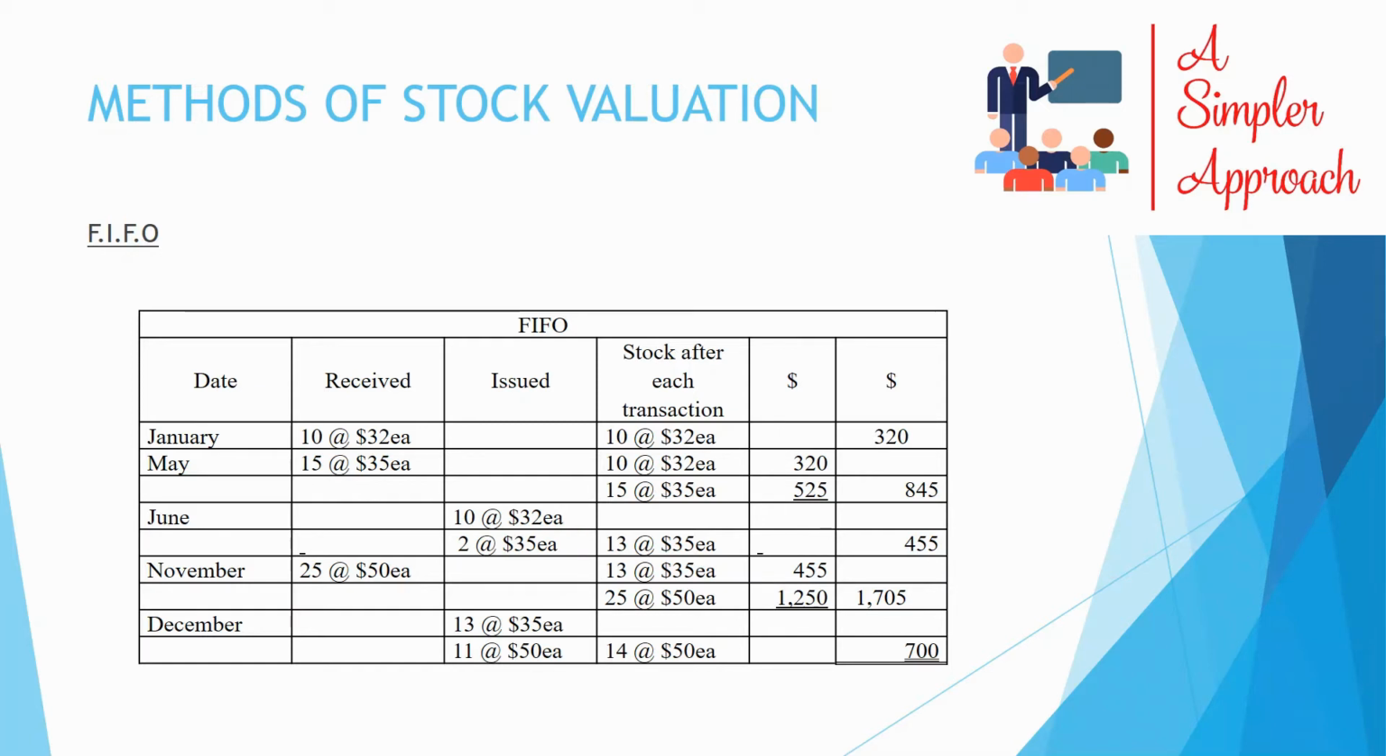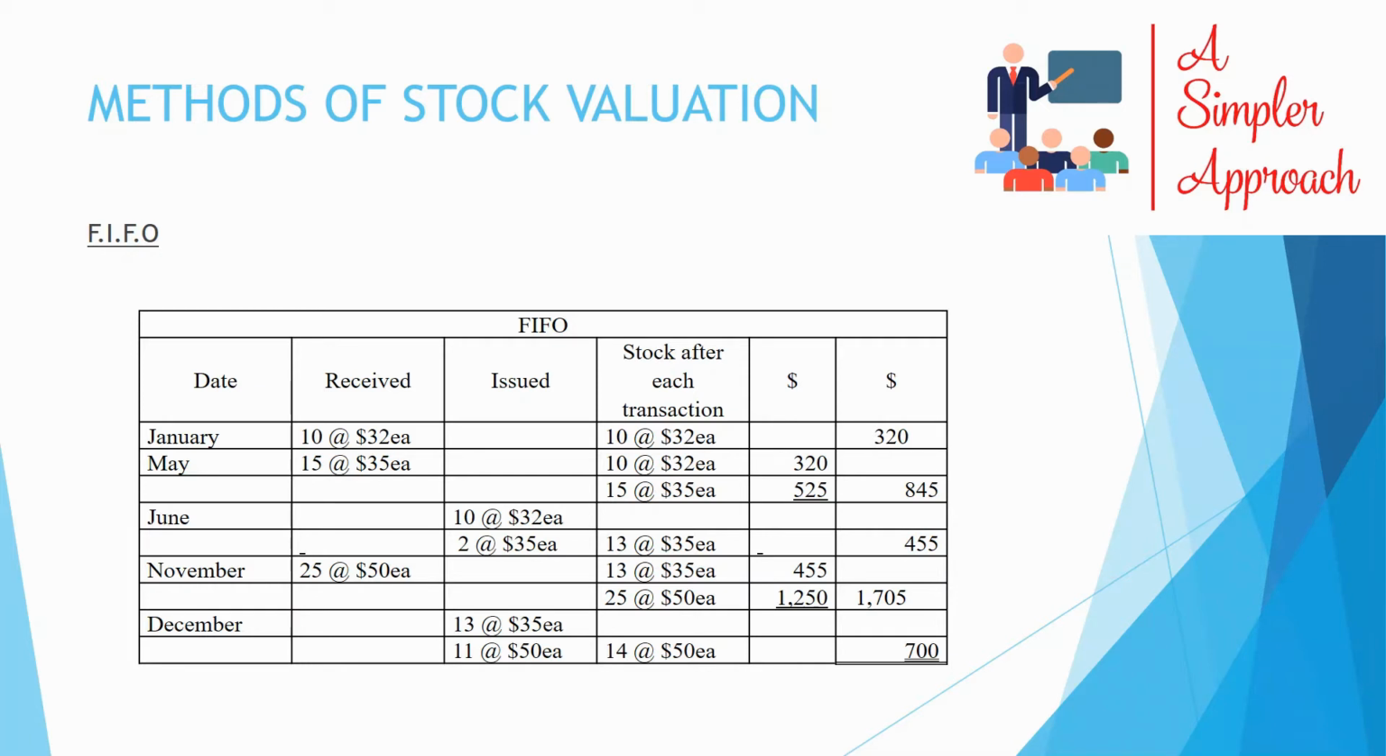Now watch this. This is where the little trick comes in. FIFO says first in, first out, which means the first set of goods that I bought is the first set of goods I'm going to sell. Now, if I look in the thing before me, I would recognize and remember that 10 at 32, which was bought in January, was the first set of goods that I bought, which means that's the first set of goods I'm going to sell. So, look how it works now.